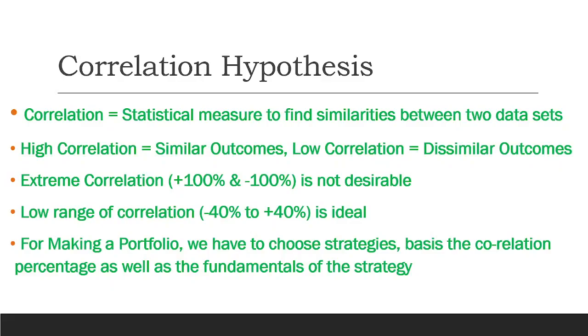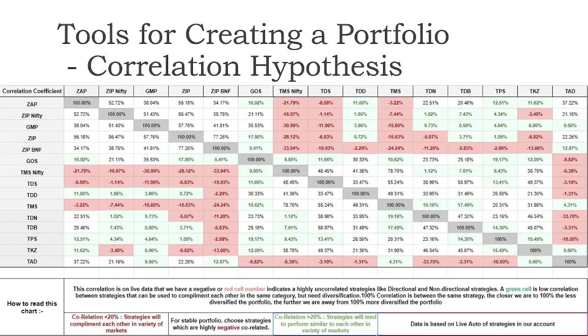When we make a portfolio, we have to choose these strategies. This is based on the correlation percentages as well as the fundamentals of the strategy. This is what I'll explain in the next slide. Before we do that, we basically express this correlation hypothesis in the form of percentages. So we talked about these percentages, and we'll come back to this slide again.